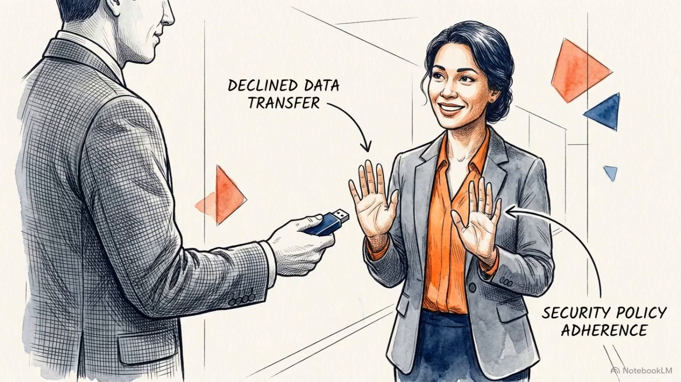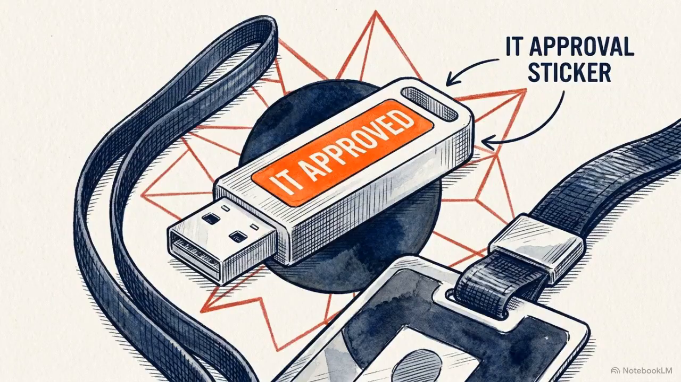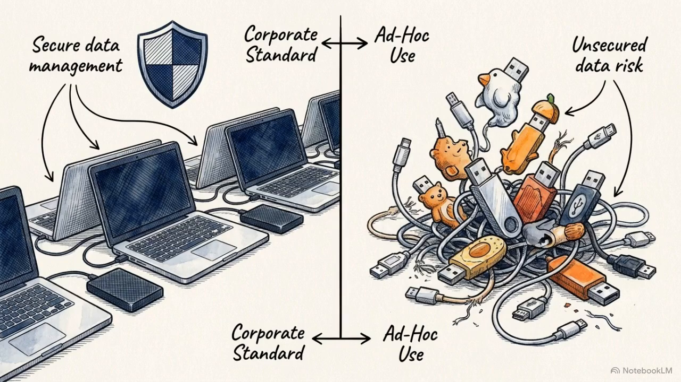Even if a device belongs to a familiar coworker or a trusted vendor, you cannot verify where it has been. If it has not been explicitly approved by IT, it carries unacceptable risks. The default assumption is straightforward. If the hardware is not company-issued and actively managed by your security team, it is a physical security risk.